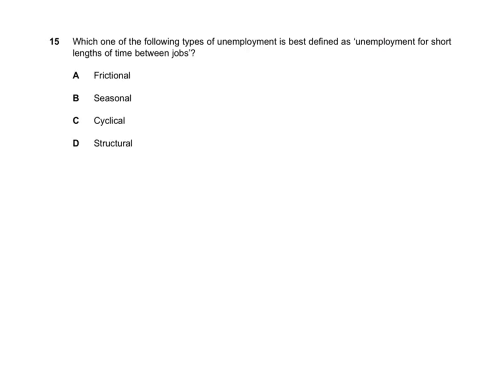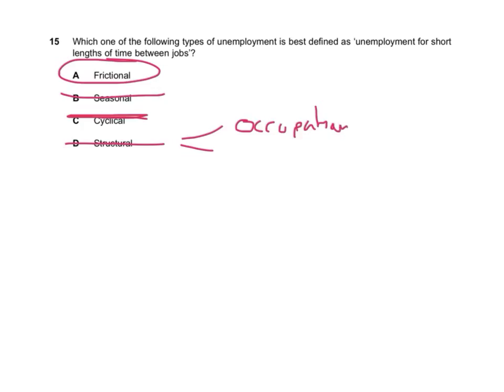Okay, almost everyone got this one right, so I kind of expect you to. It says, which of the following types of unemployment is best defined as unemployment for short lengths of time between jobs? Well, you know that's frictional. Seasonal is when you're unemployed at certain times of the year, so it's not that. Cyclical is unemployment due to a low AD in the economy, so that's wrong. And structural is when there's a mismatch between the skills people have and the jobs that are available. That can be two things: they can be occupationally and or geographically immobile. So that's why it's obviously not D.